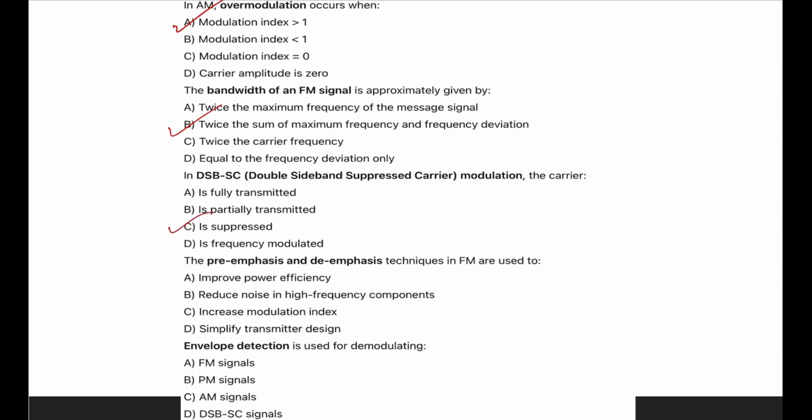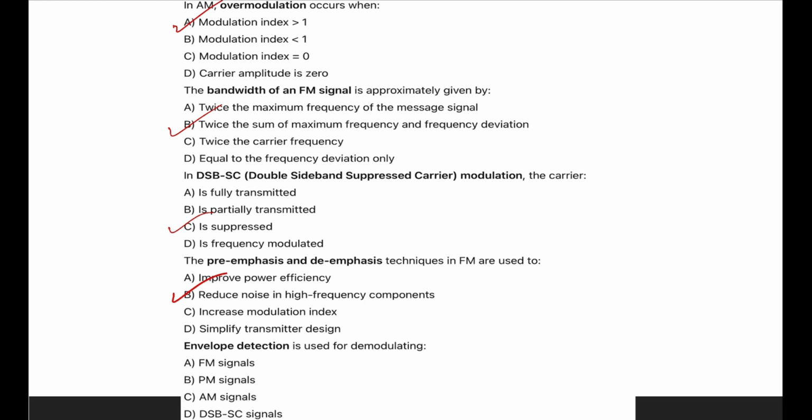Next question. The pre-emphasis and de-emphasis techniques in FM are used to option A, improve the power efficiency, option B, reduce the noise in high frequency components, option C, increase the modulation index, option D, simplify the transmitter design. In the case of FM, the pre-emphasis and de-emphasis techniques are usually used to reduce the noise in high frequency components.